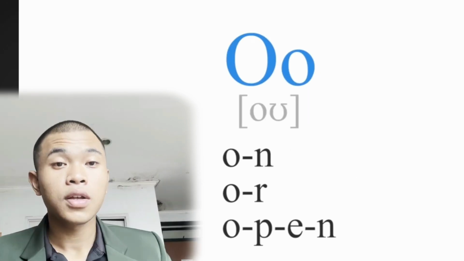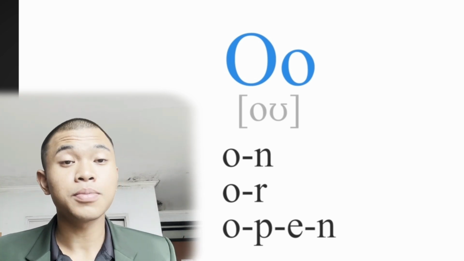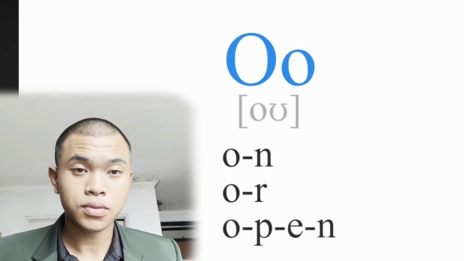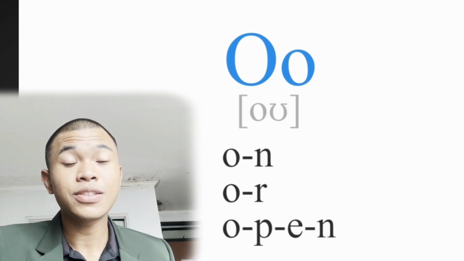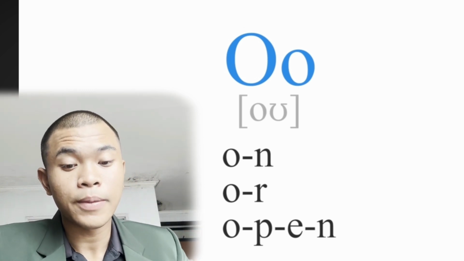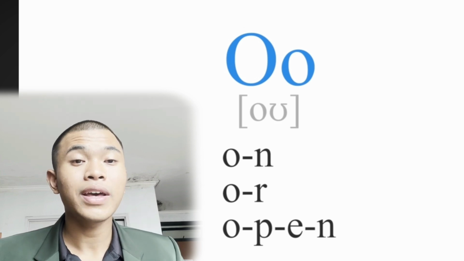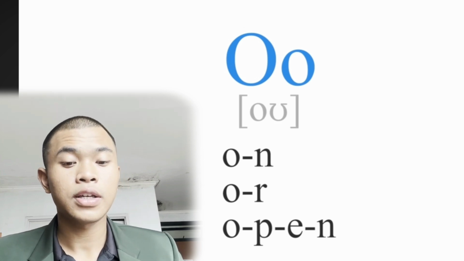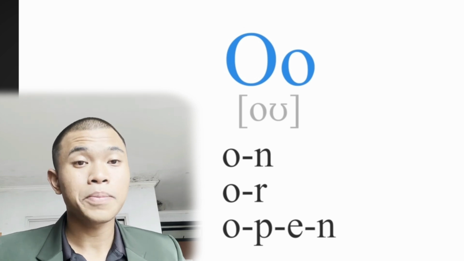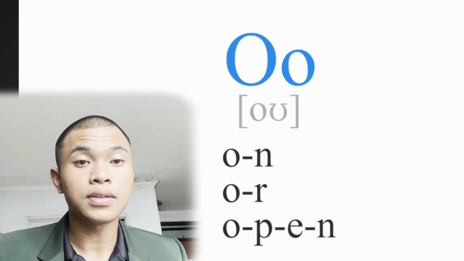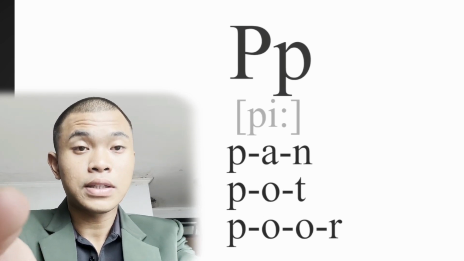The big one, it sounds like O. The small one, it sounds like O. The IPA pronunciation, it sounds like O. Example of word: on, O, N. Or, O, R. Open, O, P, E, N.